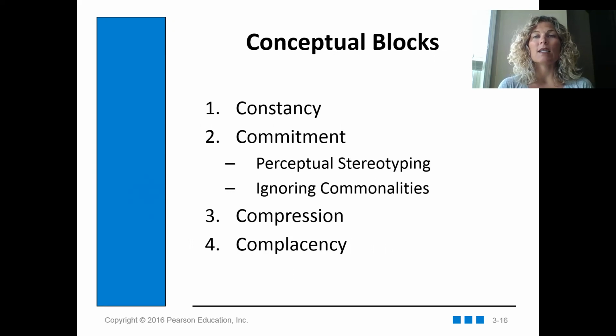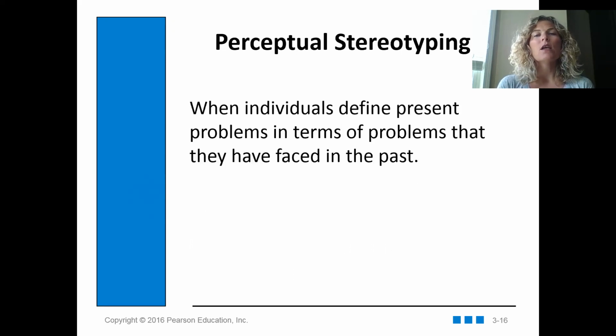The next conceptual block is commitment. Again, there are two examples of this block: perceptual stereotyping and ignoring commonalities. Perceptual stereotyping is when individuals define present problems in terms of problems that they have faced in the past. This seems like a very common thing to do, and it is, and in some cases it's the efficient thing to do. However, when we're trying to be creative, we're trying to think of something different, something better potentially. Maybe how we've handled this problem in the past is not working anymore, right? And so just relying on how we've done it in the past is not working.